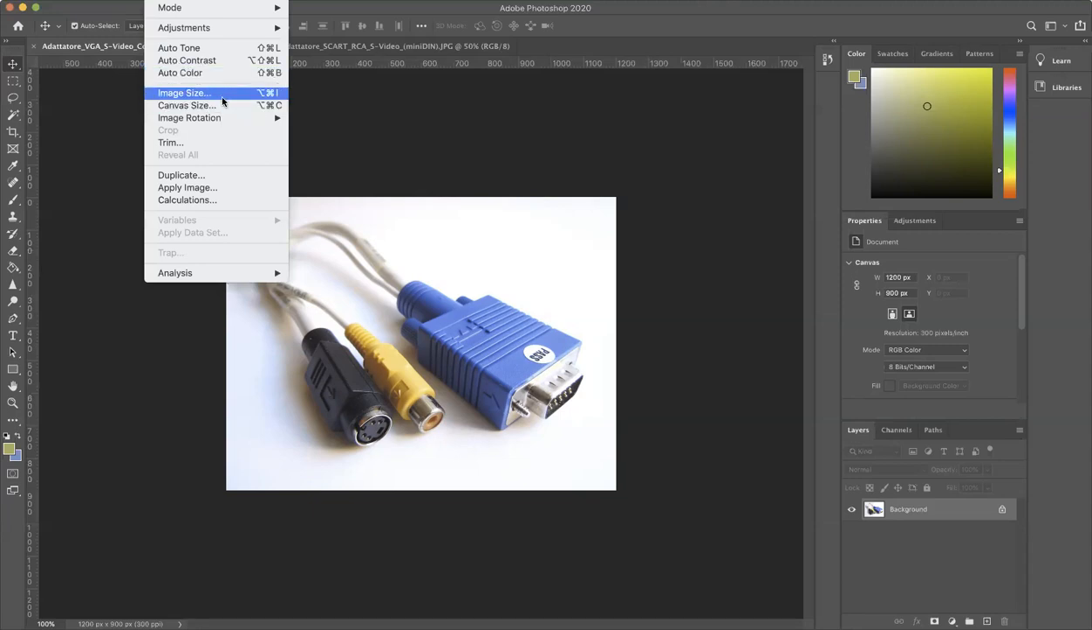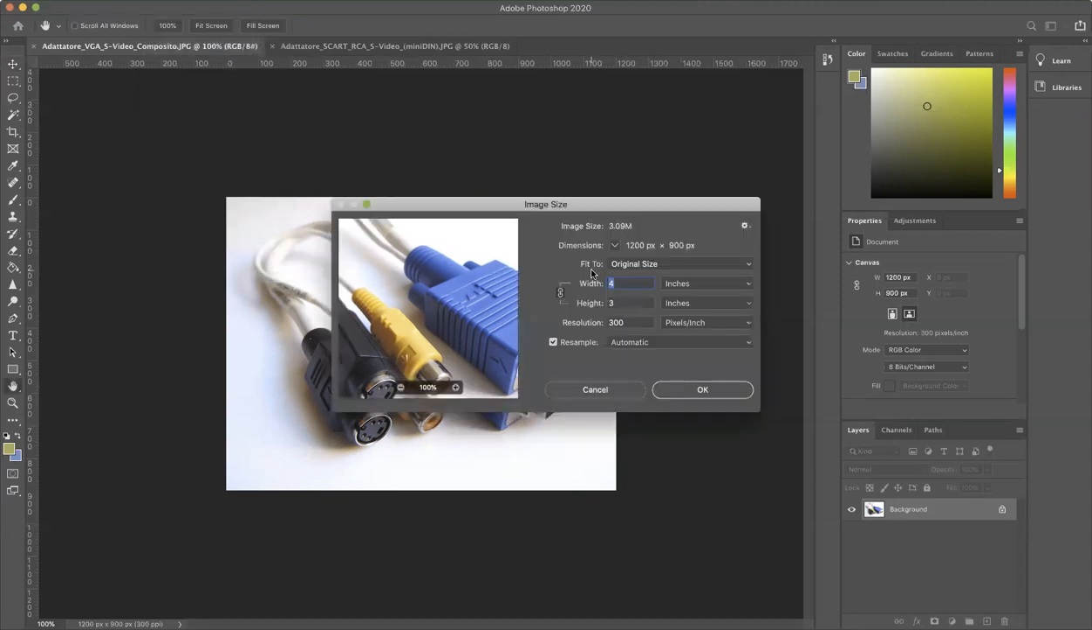Image Size brings up a menu that tells us how big this is. The dimensions here are 1,200 pixels by 900 pixels. That's how many pixels are in this. Remember that when we talked about this a few weeks ago in the image editing software chapter, we talked about how pixel-based images' size is resolution dependent. That means you have a certain amount of pixels, and depending on how many pixels you give per inch is how big it's going to be.